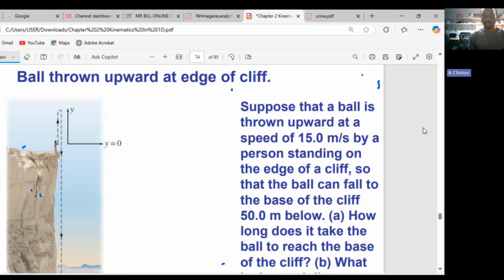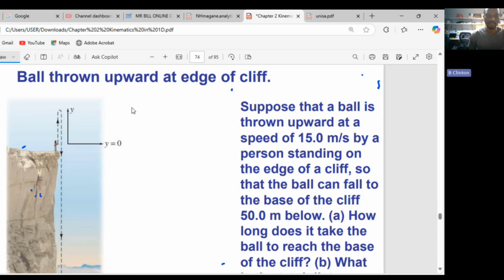So the question reads, suppose that a ball is thrown upward at a speed of 15 meters per second by a person standing on the edge of a cliff so that the ball can fall to the base of the cliff 50 meters below. How long does it take the ball to reach the base of the cliff? And what is the total distance covered by the ball?